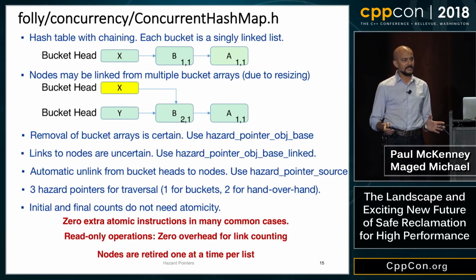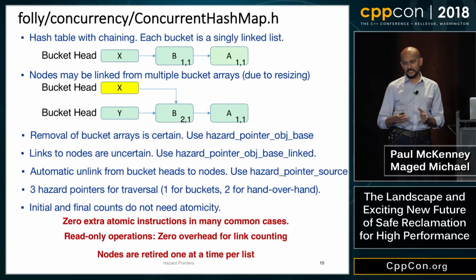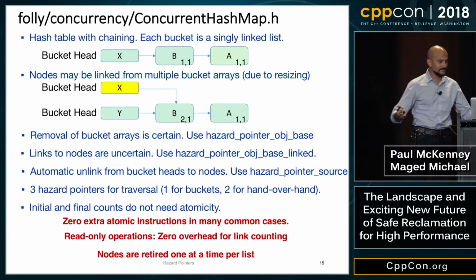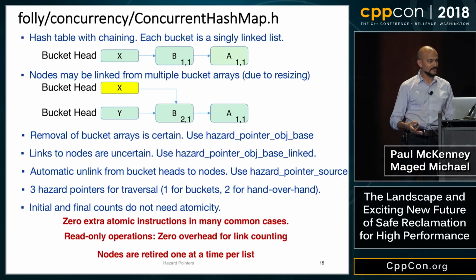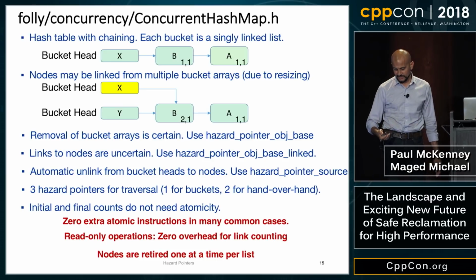But this is a caveat: nodes are retired one at a time because of the uncertainty of the removal. So we have to keep this linked list short. We cannot have thousands of nodes in it, and that's why it's a hash map. We want the load factor to be good enough that it doesn't have long lists.